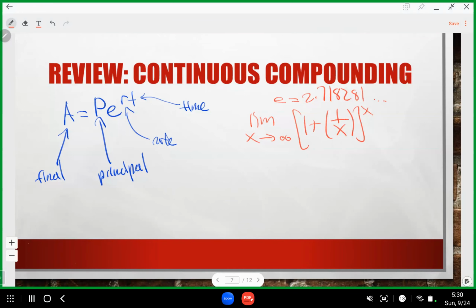So basically, if you take a strong computer and you compute all this, and you substitute 1 trillion or a very big number for x, then you keep putting in a bigger x, and it gets closer and closer to 2.7182.